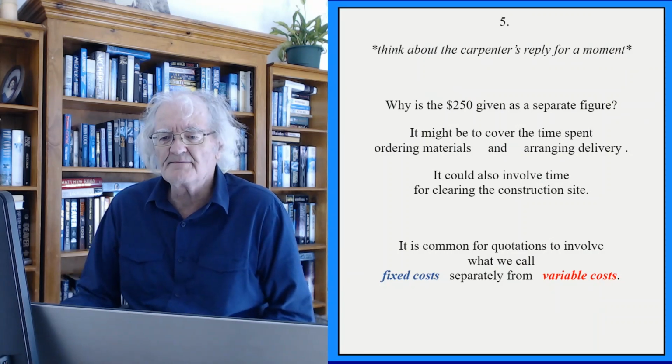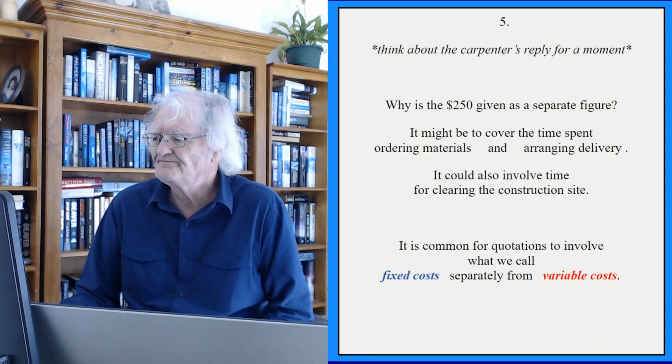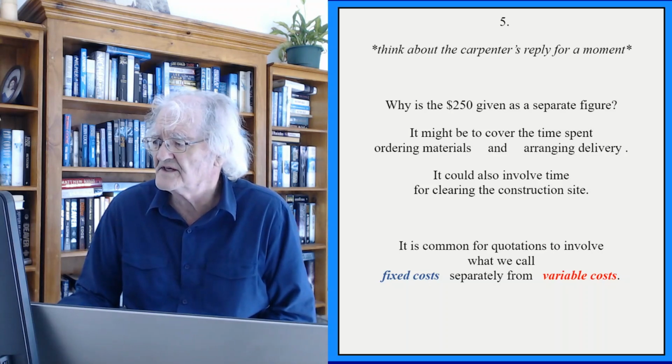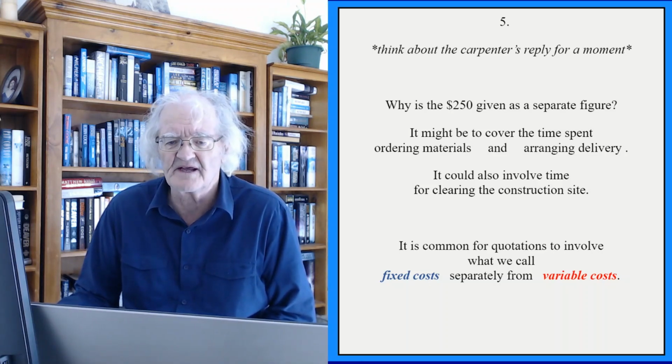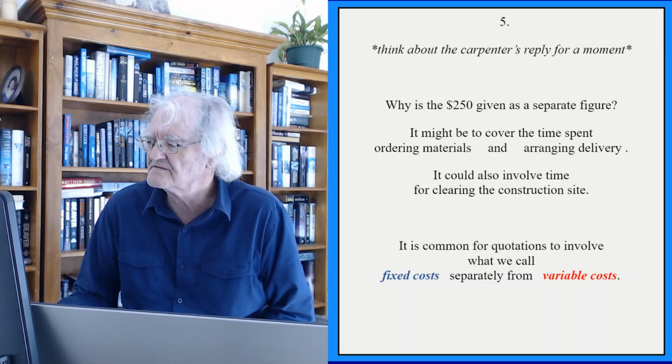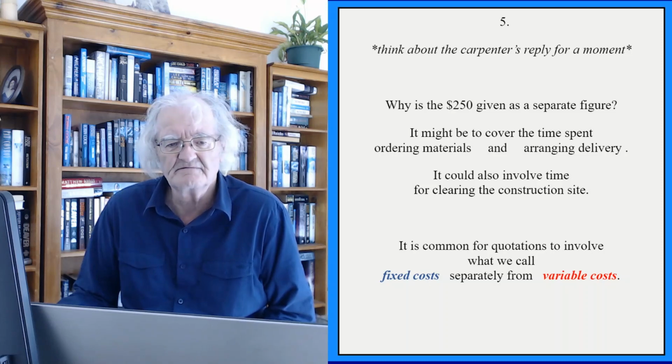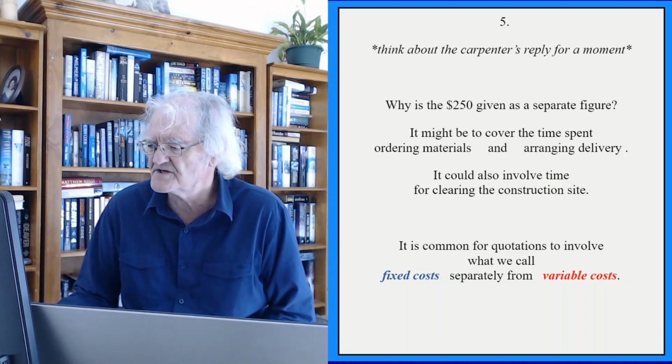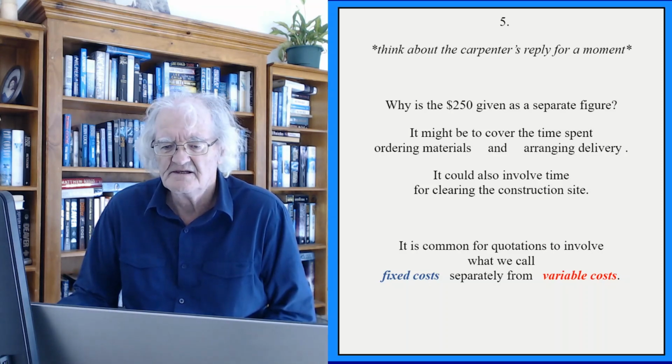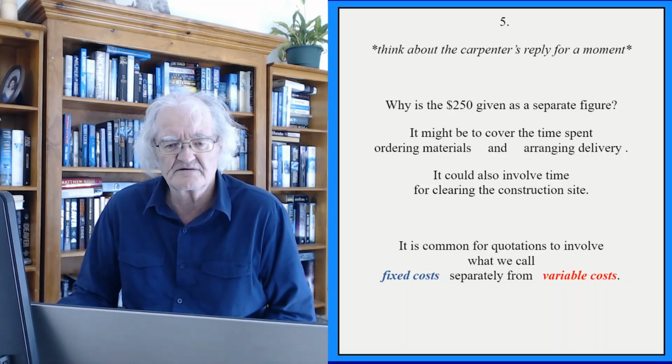Think about the carpenter's reply for a moment. Why is the $250 given as a separate figure? It might be to cover the time spent ordering materials and arranging delivery. It could also involve time for clearing the construction site. It is common for quotations to involve what we call fixed costs separately from variable costs.